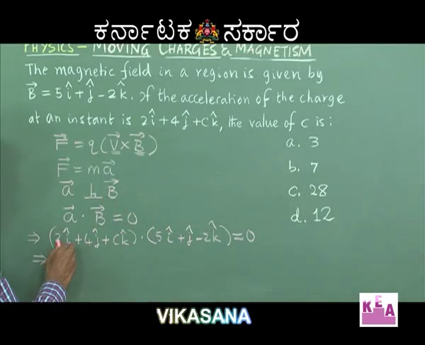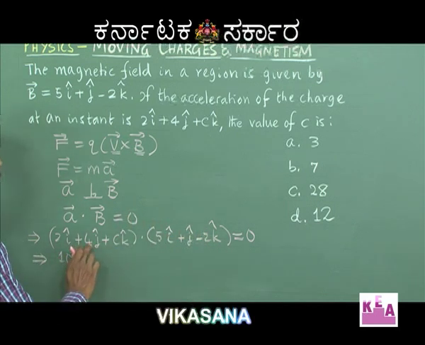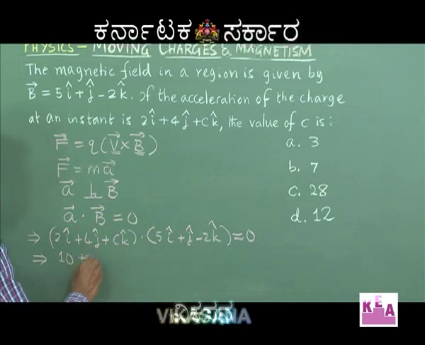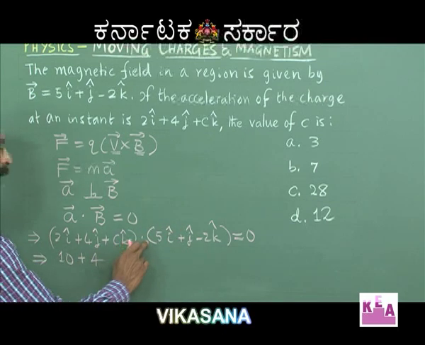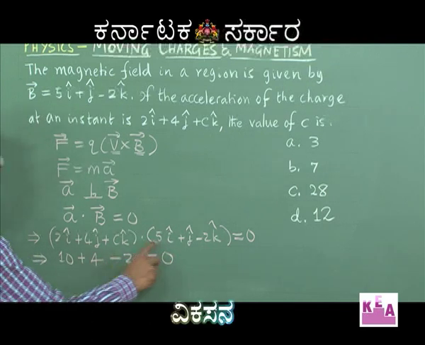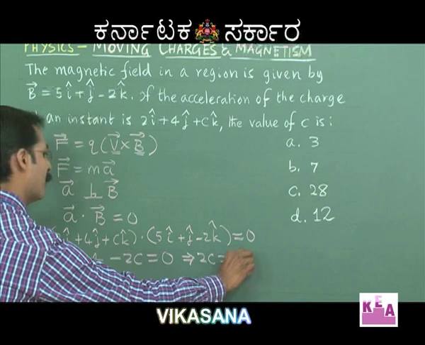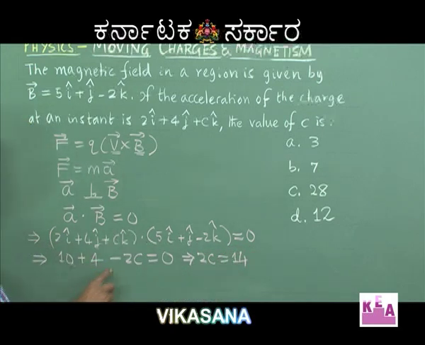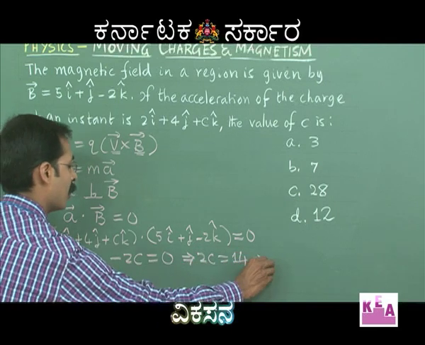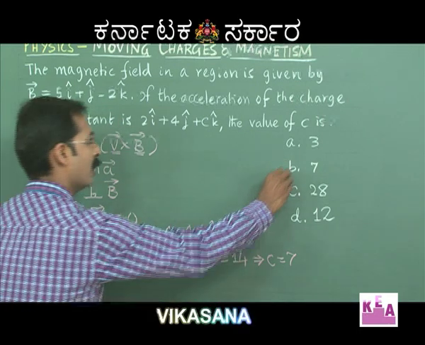I will use that factor here. 2i cap dot phi j cap gives you 10, and this multiplication gives 0, this multiplication gives 0. So, no need to worry about it. Next, 4 into 1 is plus 4, the other two multiplications give you 0. Ck cap dot minus 2k cap is minus 2c, equal to 0. That gives us 2c equals 14, 10 plus 4 is 14, 2c gives you 14, which gives c is equal to 7. The value of c suitable for acceleration is 7. The option is B, 7.